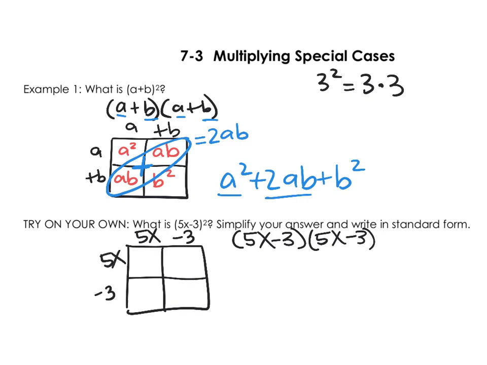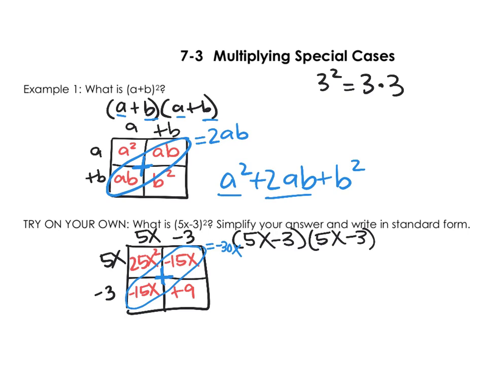So 5x times a 5x is going to become 25x squared. Then negative 3 times 5x is a negative 15x. Same thing in the bottom left. Negative 3 times 5x is negative 15x. And then our last box, negative 3 times negative 3 is a positive 9. So if I look for my like terms, negative 15x is going to go with negative 15x. And when I add those together, it's going to give me negative 30x.